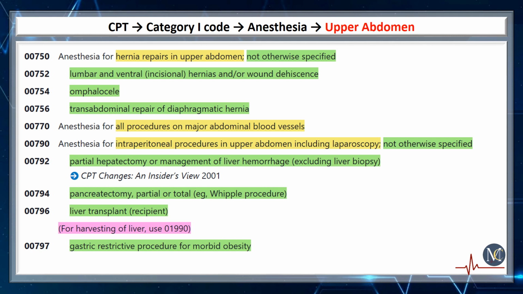Next code is 00797, gastric restrictive procedure for morbid obesity. It means the provider performed anesthesia service for a patient undergoing a procedure to shrink the volume of the stomach by putting a band across the stomach. This way, the stomach fills up sooner and the patient can decrease food intake and lose weight.